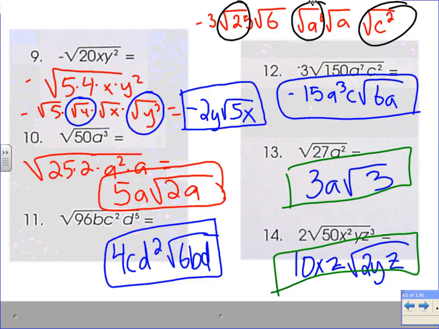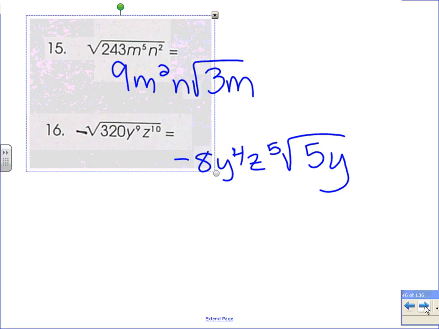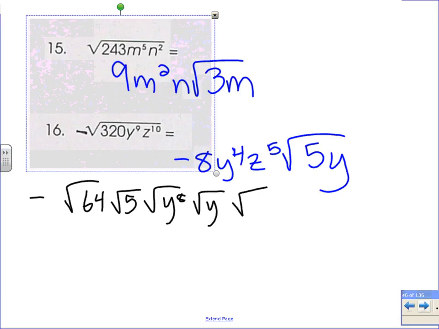Yeah, go ahead. Camille? Number 16? Okay. Camille, do you remember what you broke yours down into? Okay. So what I did on this one is I changed 16. The negative in front just stays there. I changed mine to 64 times 5. And then square root of y to the 8th times y, and then square root of z to the 10th. Okay. Yep, it's a 9. Are you okay then? And again, you don't have to use the largest perfect square. You'll still get the same answer. It just saves you some steps.